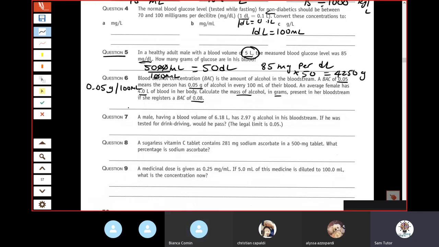Well, the amount of alcohol is 0.08 grams of alcohol per 100 mils, but she's got 4,000 mils of blood. Divide that by 100. So we're going to go 0.08 grams times 40. And it asks for your answer in grams. So the answer is 0.08 times 40, 3.2 grams of alcohol that she still has present in her blood.